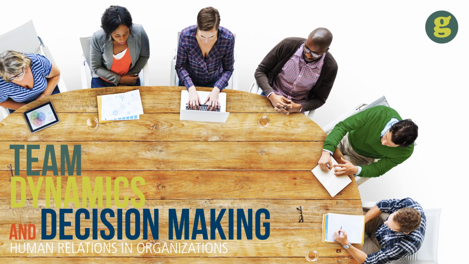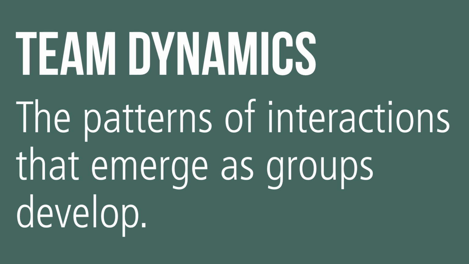The term team refers to groups and teams. Teamwork involves working together to achieve something beyond the capabilities of individuals working alone. Teams are often asked to solve problems and make decisions. Team dynamics refers to the patterns of interactions that emerge as groups develop. These interactions are also called group processes. Components of team dynamics include objectives, team size, team norms, group cohesiveness, status within the team, and group rules.